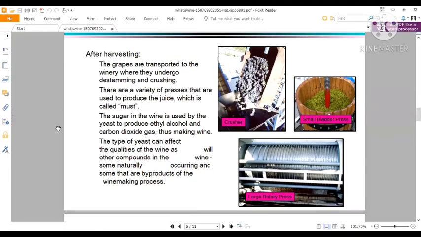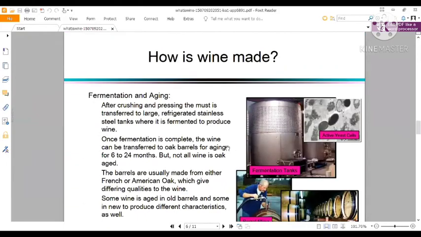As you can see here, there is a crusher. You put the grapes, whole bunches of grapes, here. It will crush, and a small bladder press. Here there is a pressing process. Then this is again a pressing process. That is a large rotary vessel. You have to put the grapes in, and by machinery, the grapes will come out, and the must will go into a different section. All right.